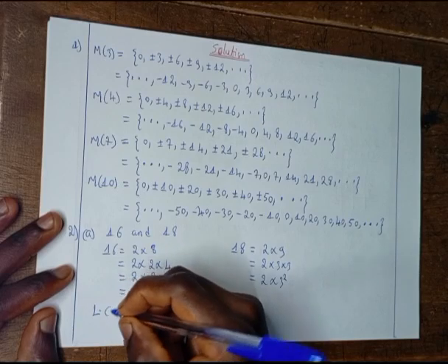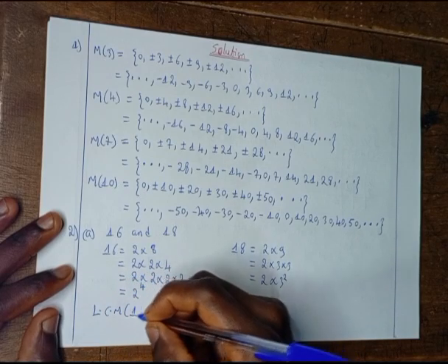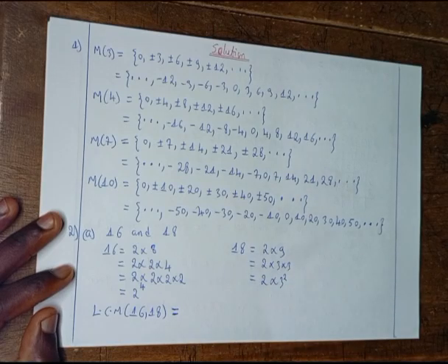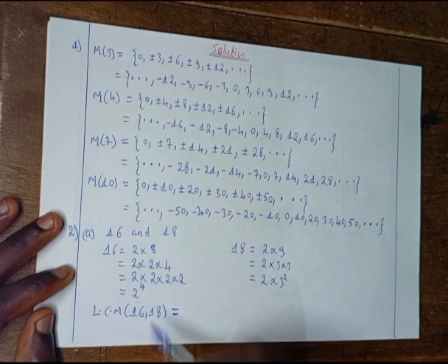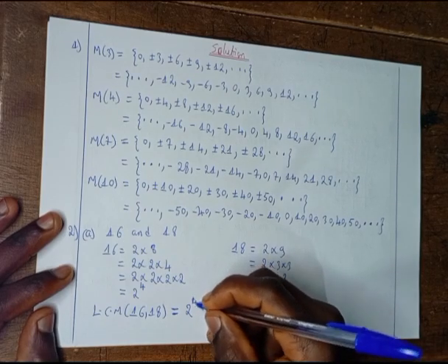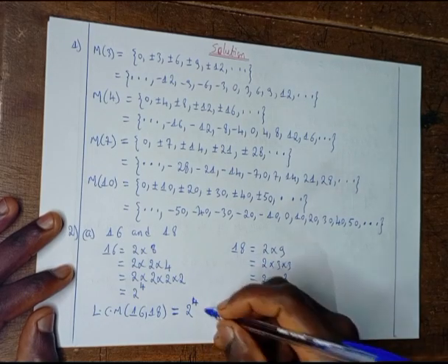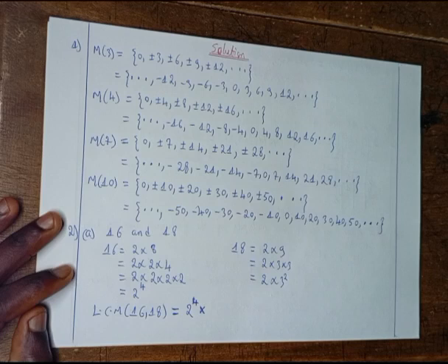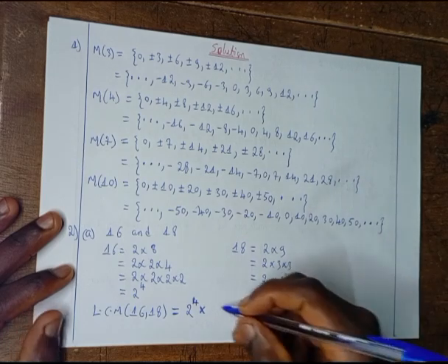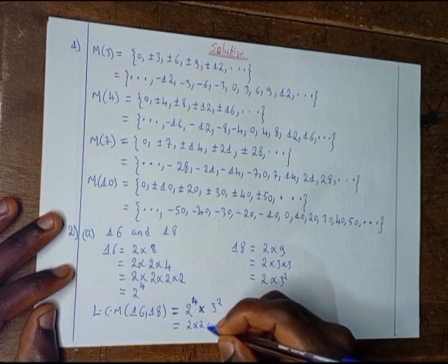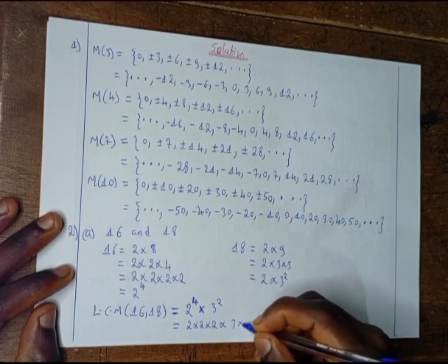Now for us to get the LCM of the numbers 16 and 18, for the prime factors which are common, we have 2. We are going to take 2 with the highest power, which is 4. Then we are going to multiply it by the prime factor which is not common, with the highest power, 3 raised to the power 2. So this will simply give us 2 times 2 times 2 times 2 times 3 times 3.